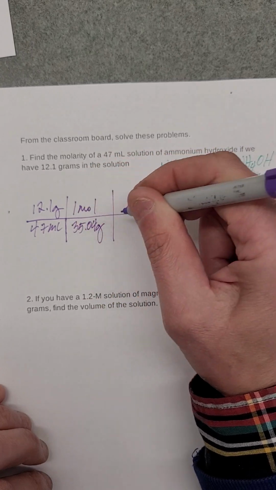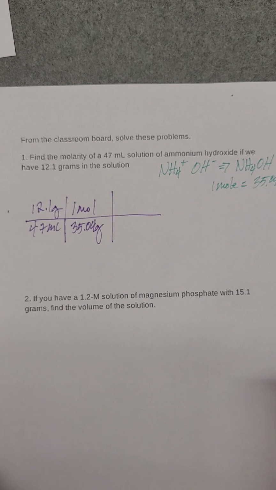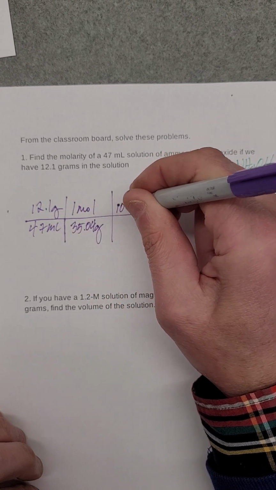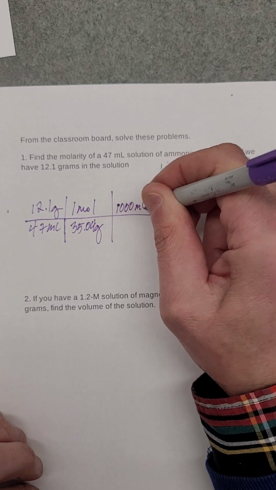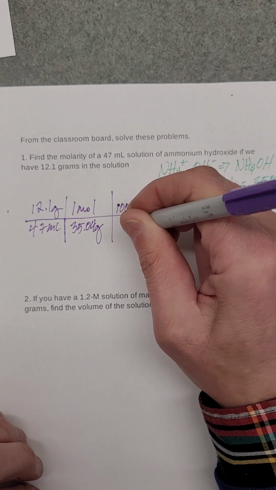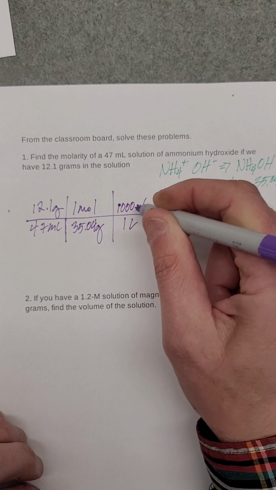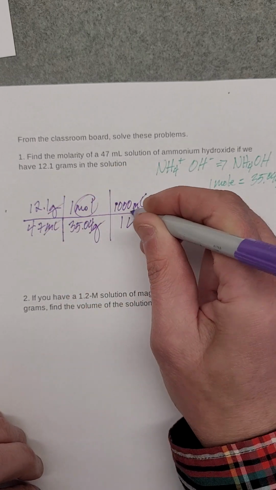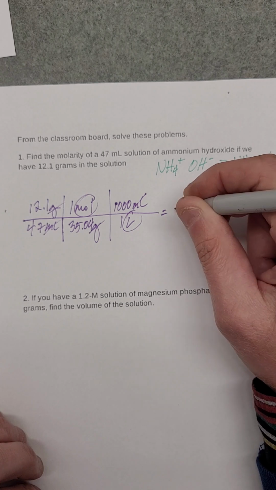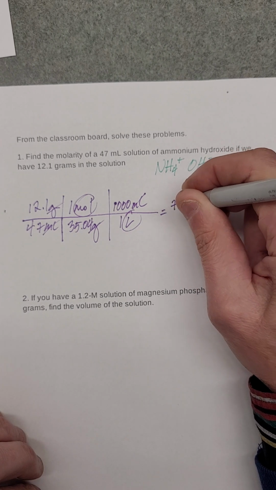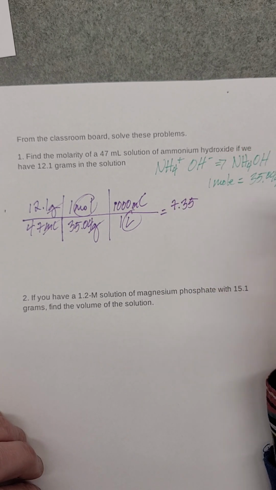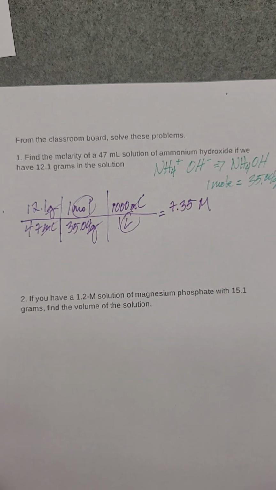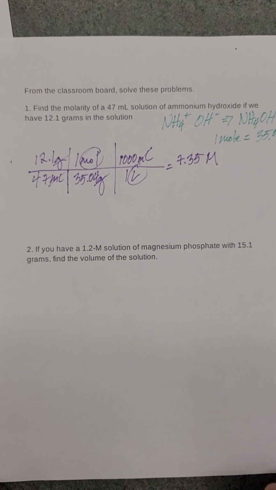top. And then finally, anytime you do a problem like this where you're finding molarity, you need not milliliters, but liters. So I'm going to put the 1,000 milliliters on the top, the 1 liter on the bottom. My milliliters do cross out, my grams do cross out. I'm left with liters on the bottom, moles on the top. When I do the math, I should get something around 7.35 moles per liter, otherwise known as big M, molarity. So that is question number one.